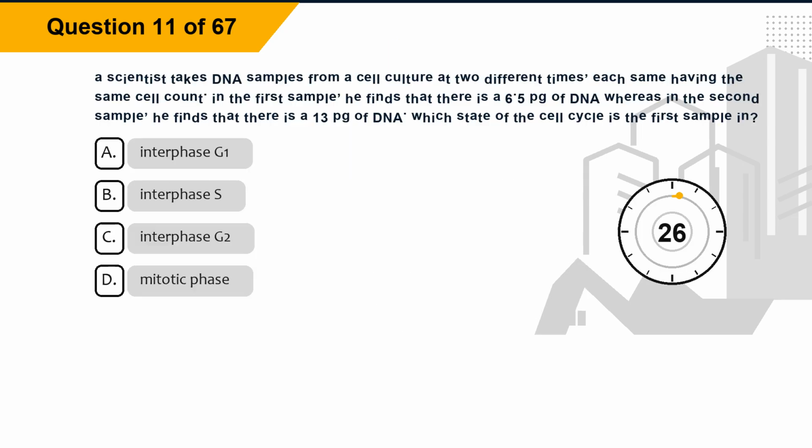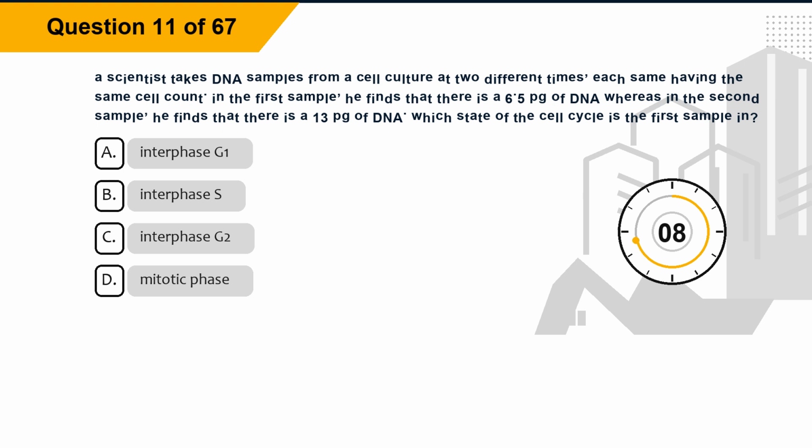Question 11. A scientist takes DNA samples from a cell culture at 2 different times, each having the same cell count. In the first sample, he finds that there is 6.5 pg of DNA, whereas in the second sample, he finds that there is 13 pg of DNA. Which stage of the cell cycle is the first sample in?